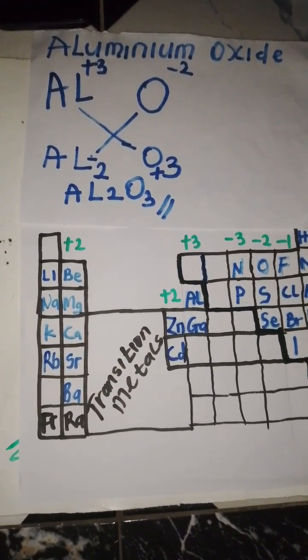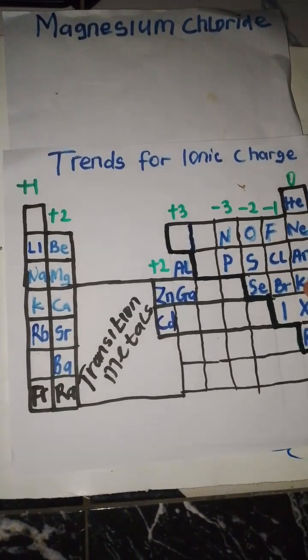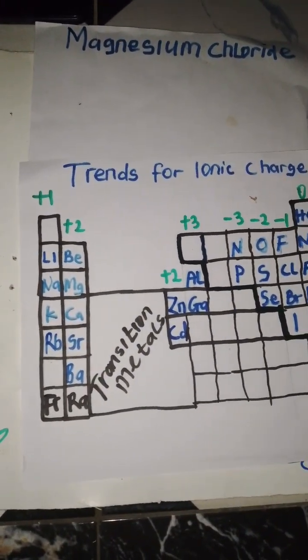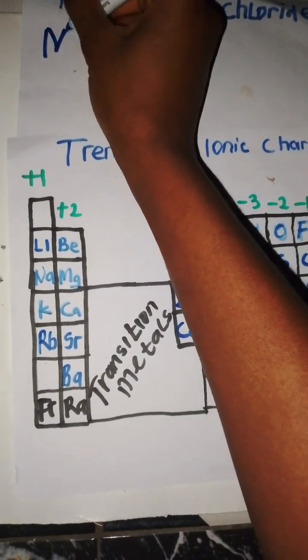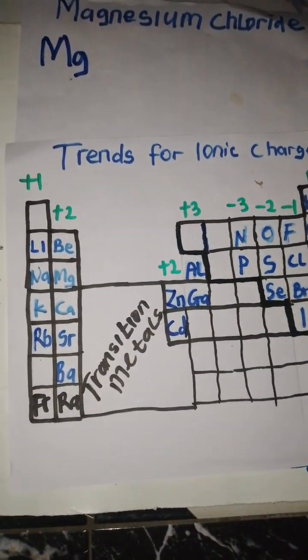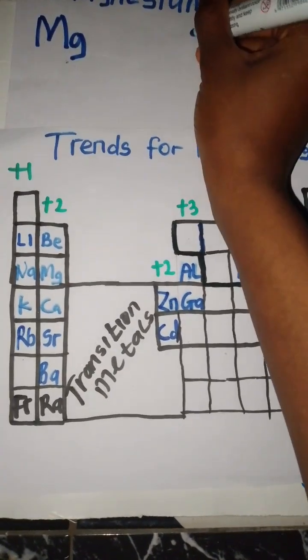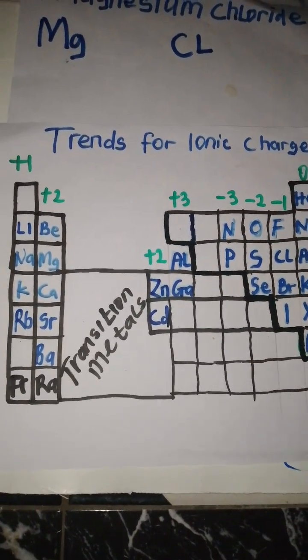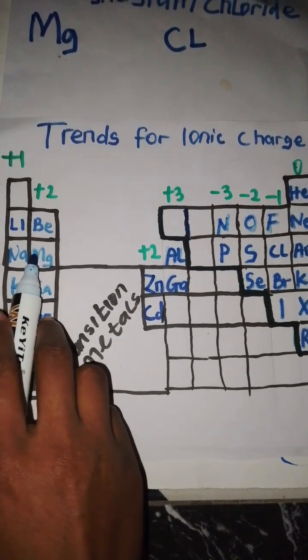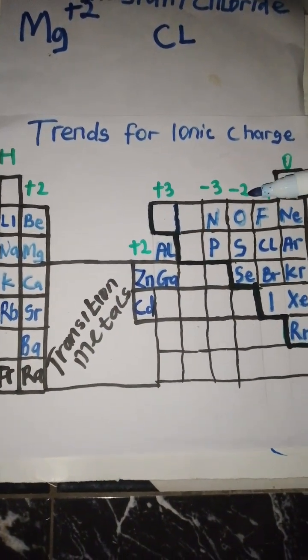So let's look at another example: magnesium chloride. The first step says that we should identify the ion. Identifying the ion of magnesium chloride, we write it first: magnesium chloride. Chloride is chlorine, Cl. Then we write the ionic charge. Magnesium is +2. Chlorine is -1.